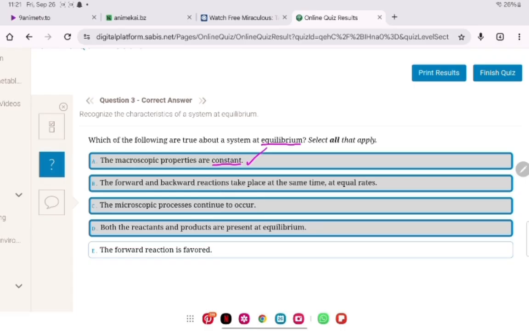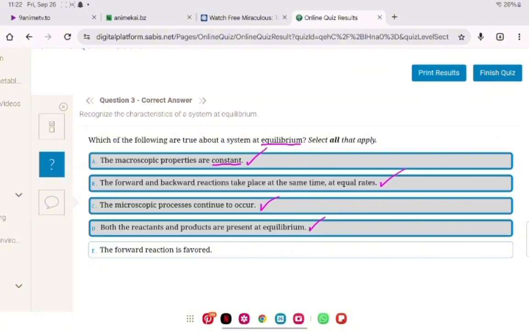The forward and backward reactions take place at the same time at equal rates. This is the meaning of equilibrium. You need to know this. The microscopic processes continue to occur. Microscopic is something you need help to see, not with the eye, unlike macroscopic. So they continue to occur, yes, it will never stop. It will keep going backward and forward at the same rate. Yes, that's correct. And both the reactants and products are present at equilibrium. You need the reactants and products to both be present and happening at the same rate.